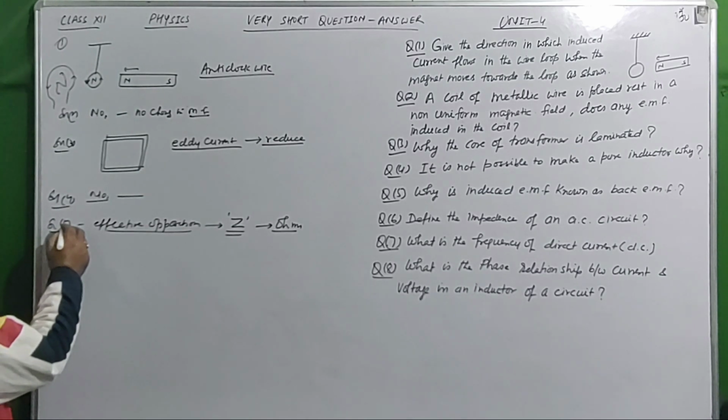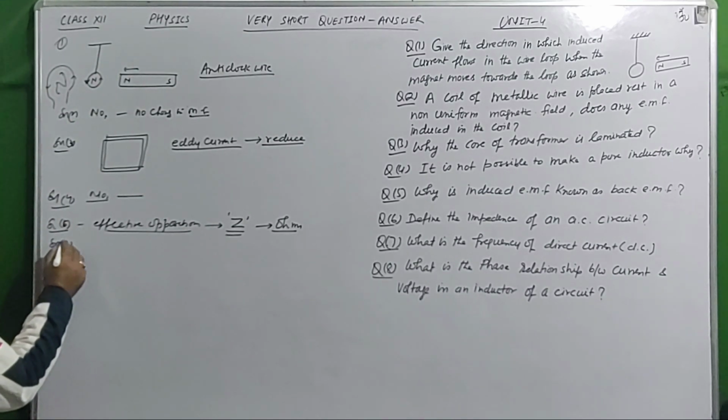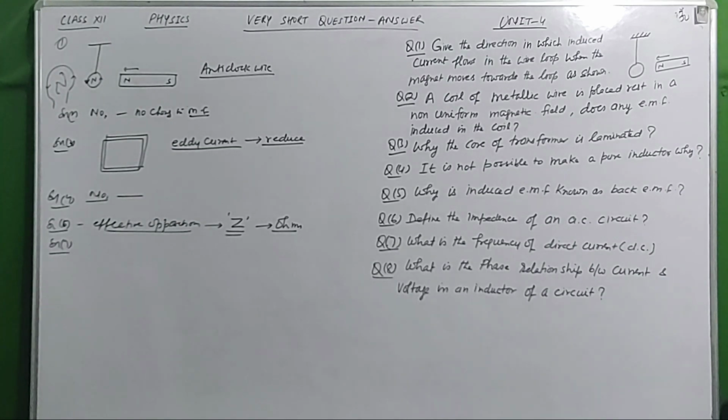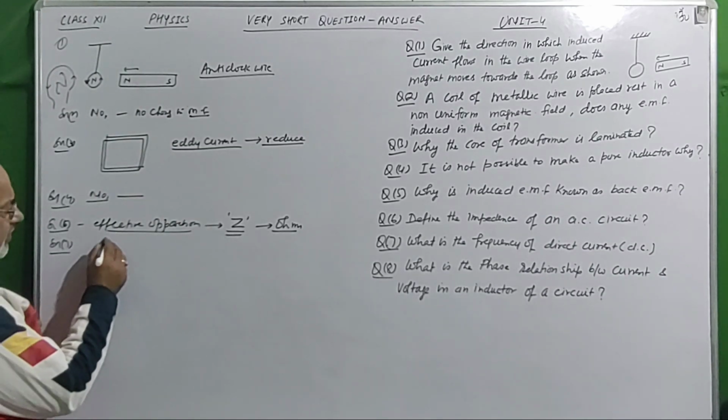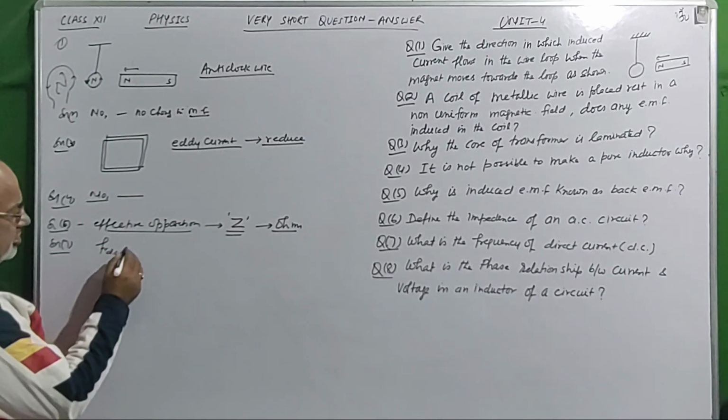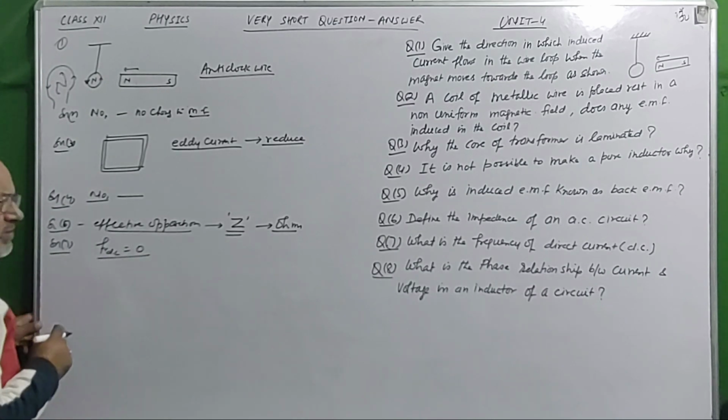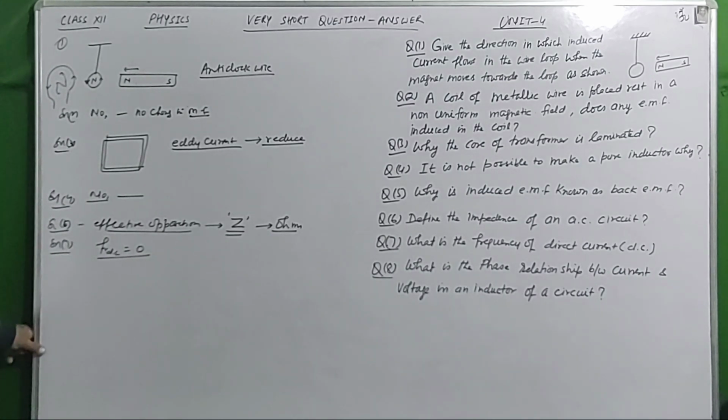Question 7th. What is the frequency of direct current? The frequency of direct current is 0, because the magnitude is not changing with time.